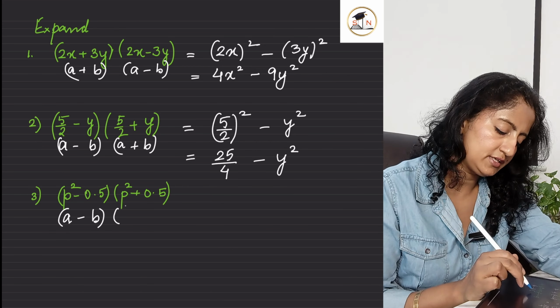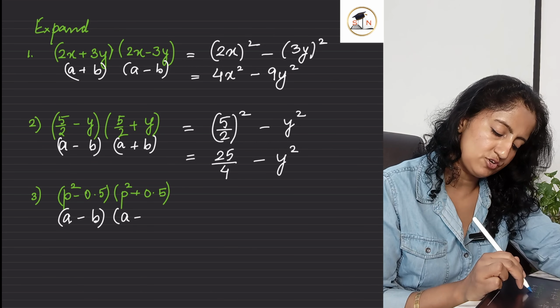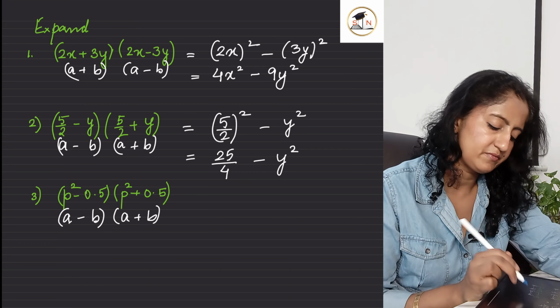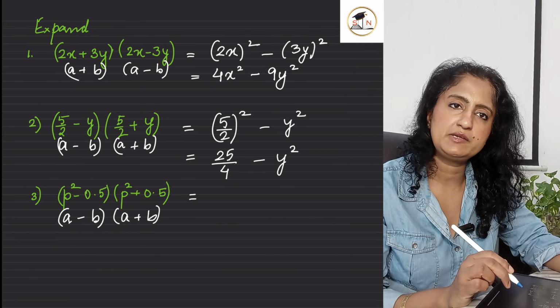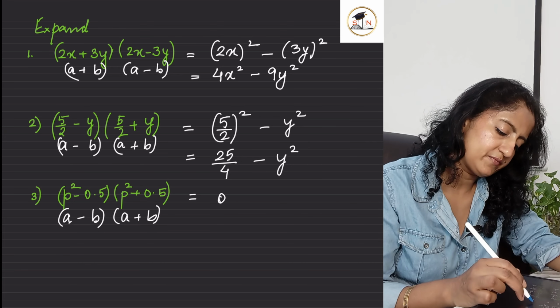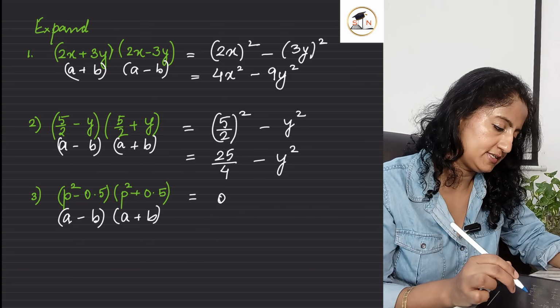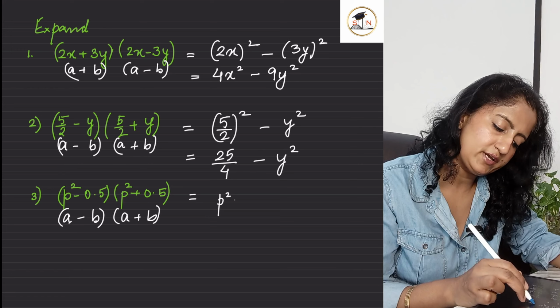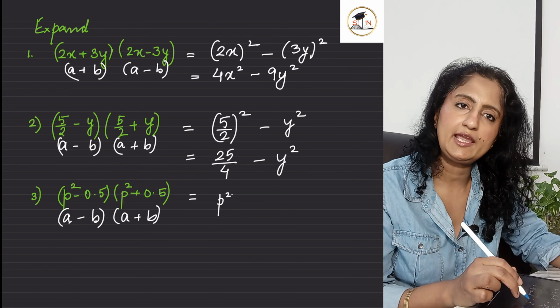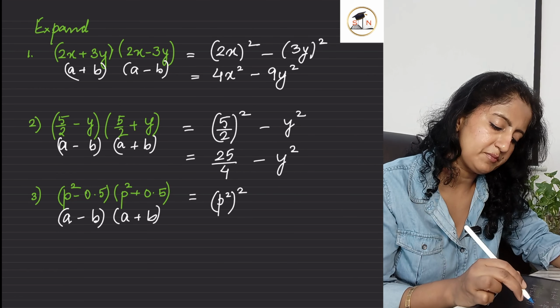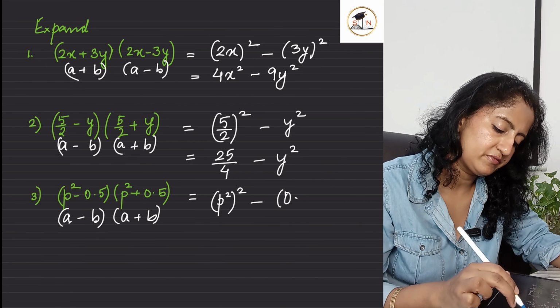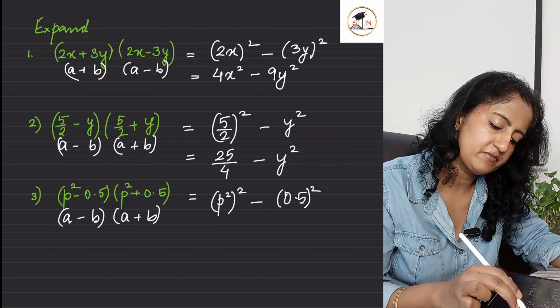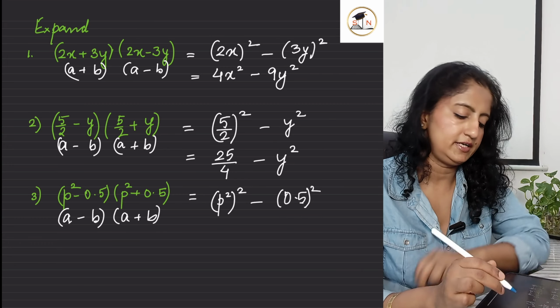And similarly in the next bracket, p square is your a and we have a plus b. Now the identity says a square minus b square. So what is going to be a? It is p square, but I have written a. We need to write a square. That means a square will go out. Minus 0.5 square, because b is 0.5, right?